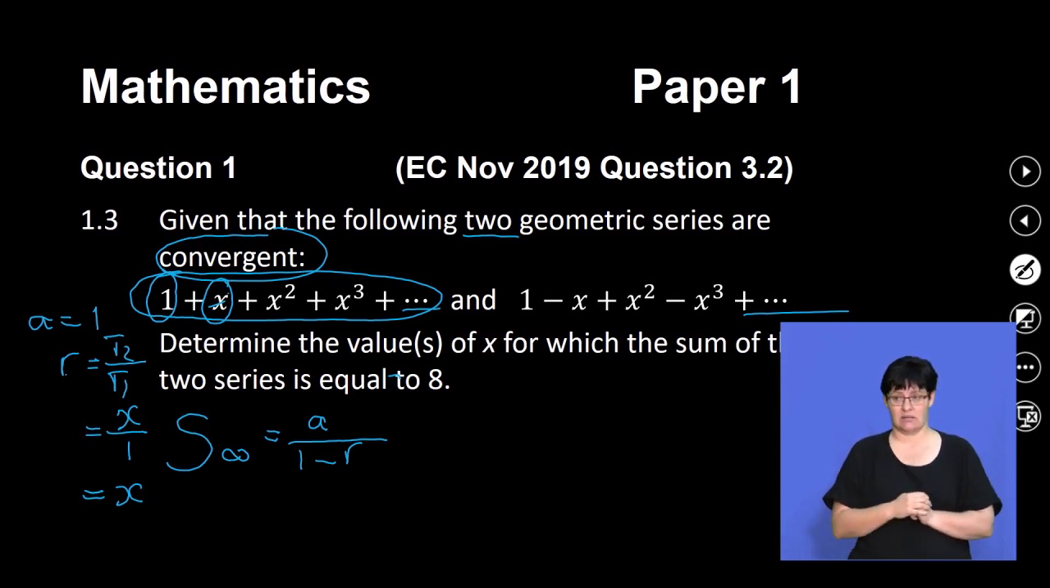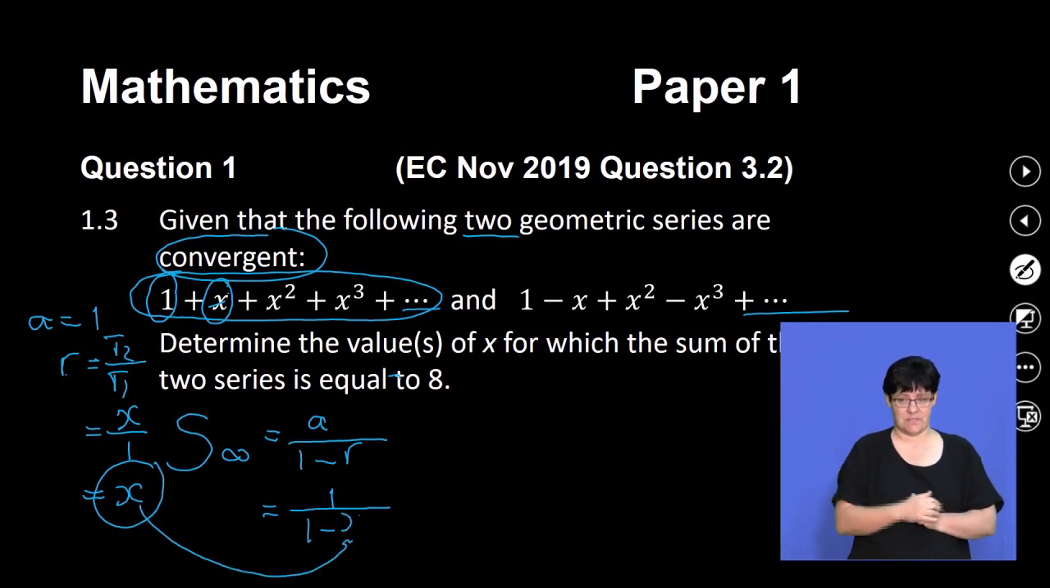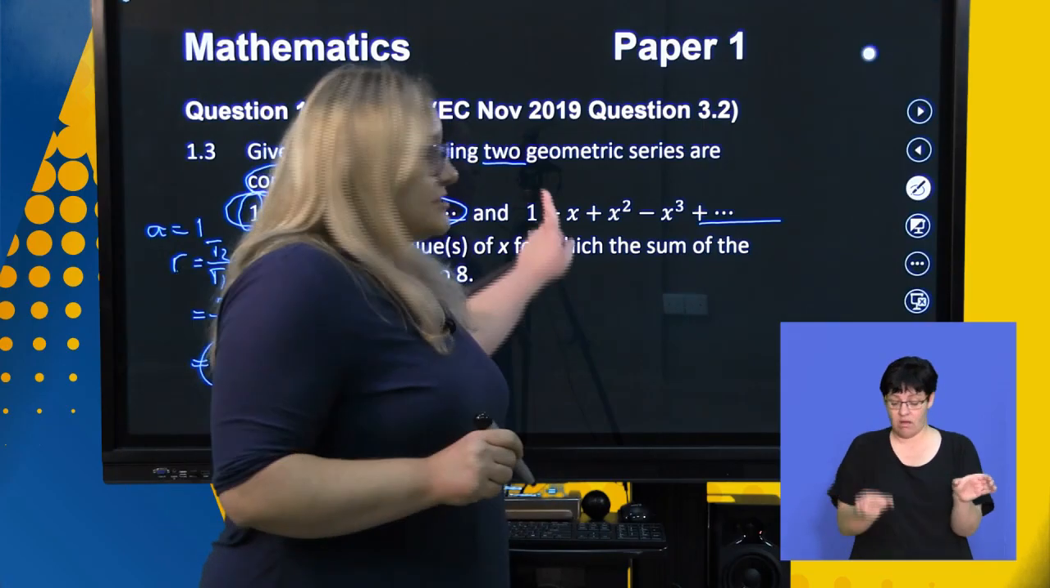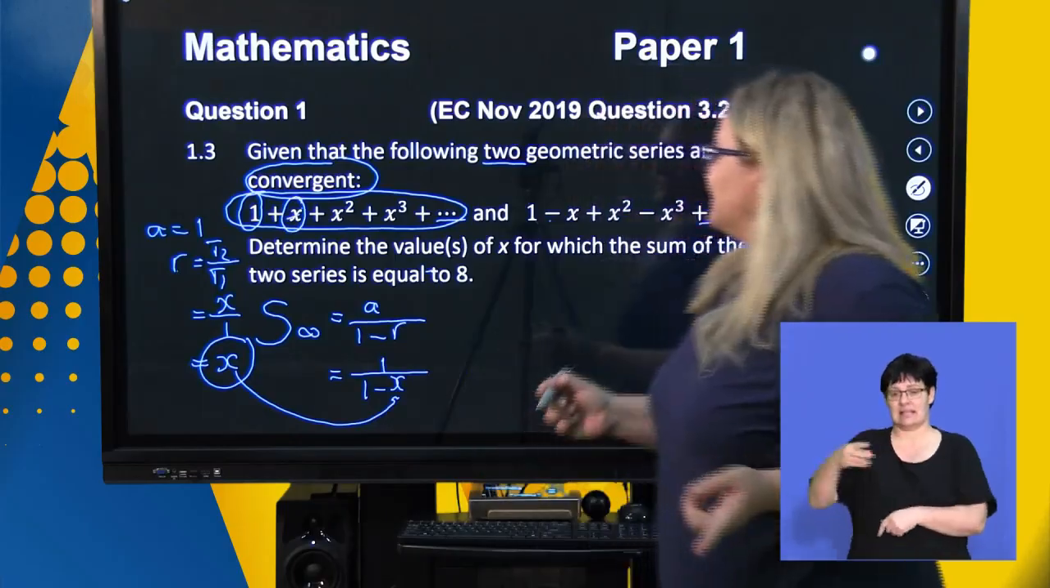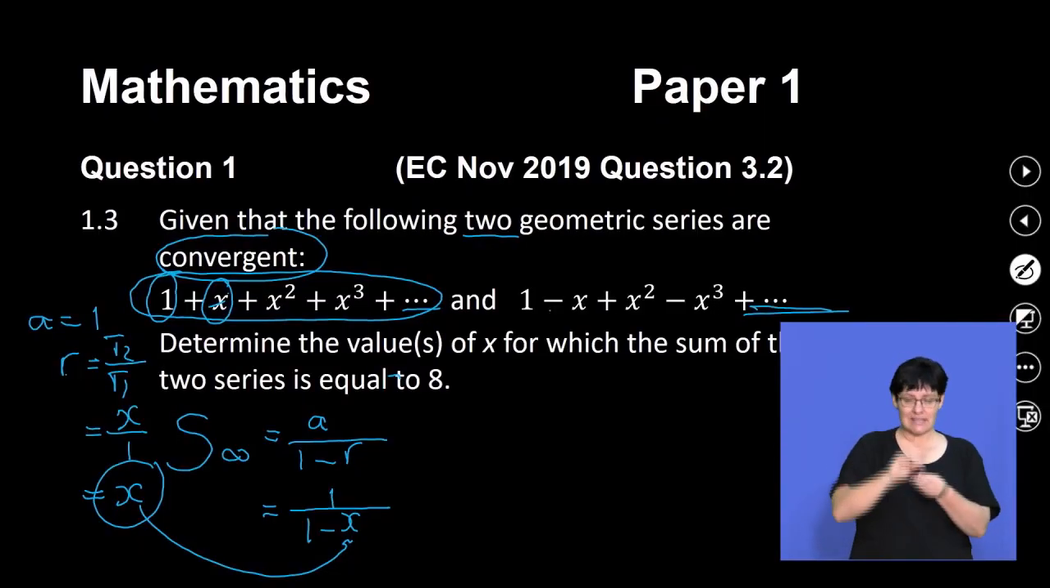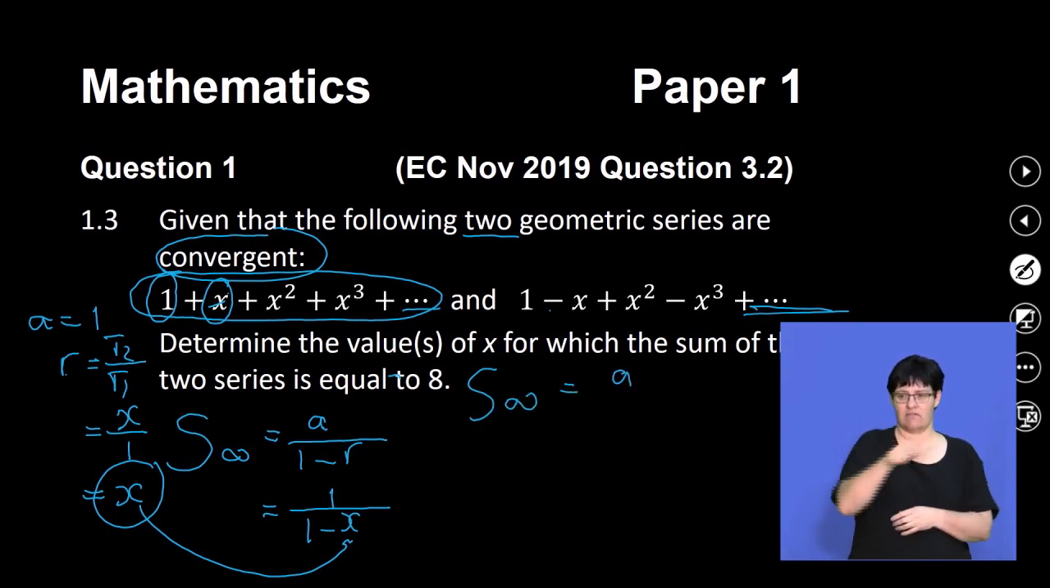So we can already substitute into there. So a is equal to 1, and that is 1 over 1 minus. And for the ratio, we're going to sub the x into there. And that is the sum to infinity of our first geometric series. We're now going to do the same thing with the second geometric series. So again, sum to infinity of this series. So sum to infinity, we're going to use the same formula, which is a over 1 minus r.